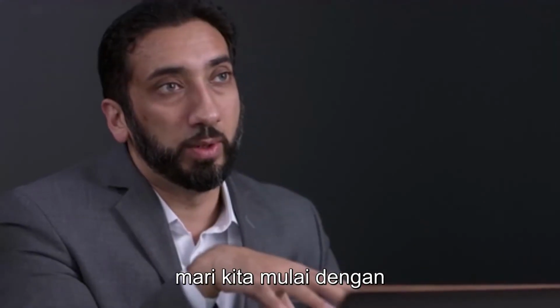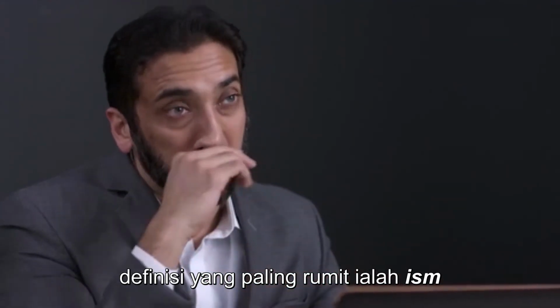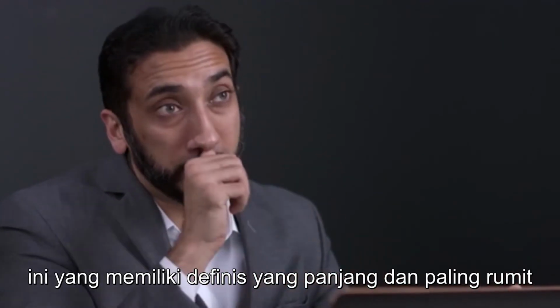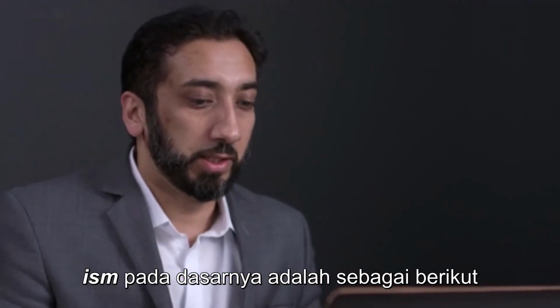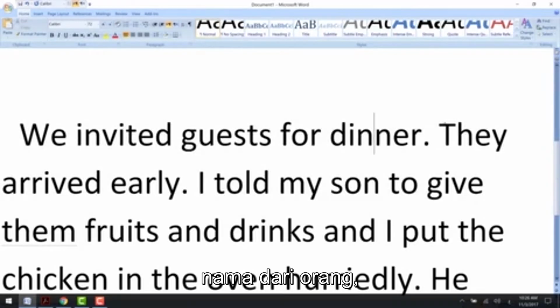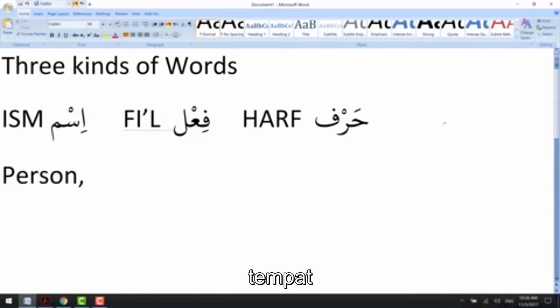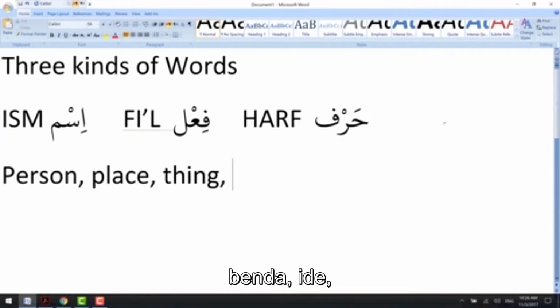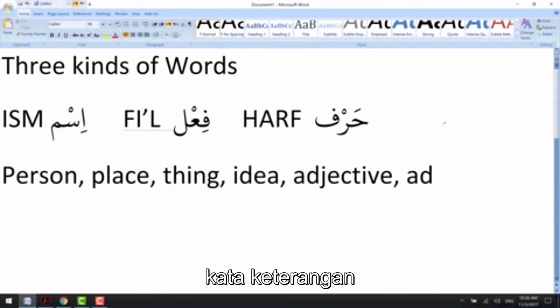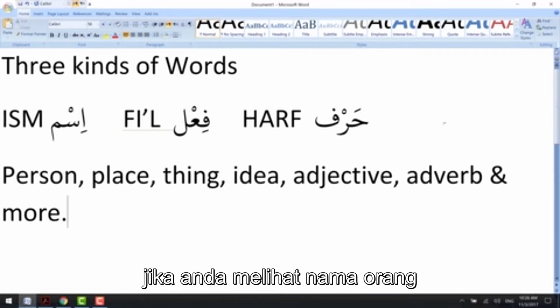So let's start with the hardest definition, which is ism. That's the longest and hardest definition, okay? And the ism is basically the following. It's the name of a person, place, thing, idea, adjective, adverb, and more. Now that's a lot. Let's break that up.